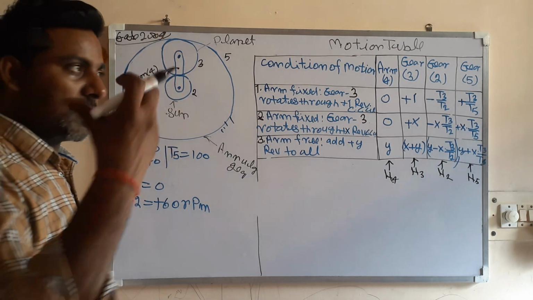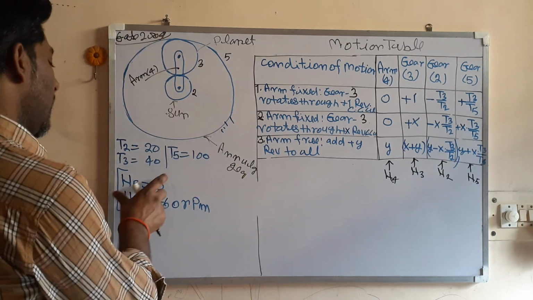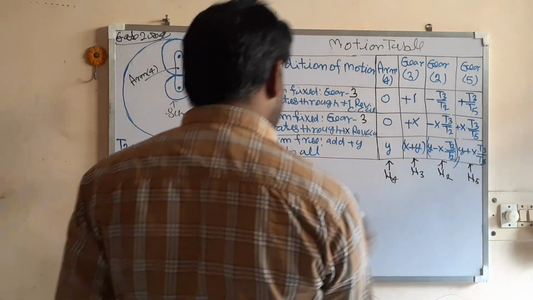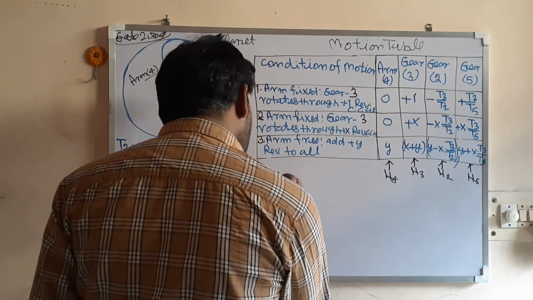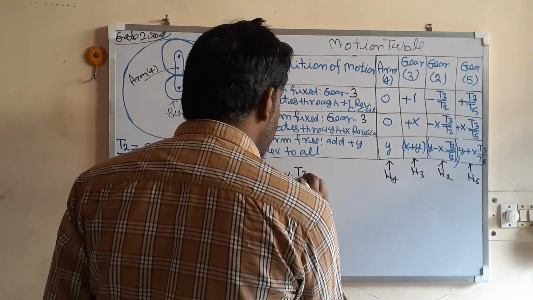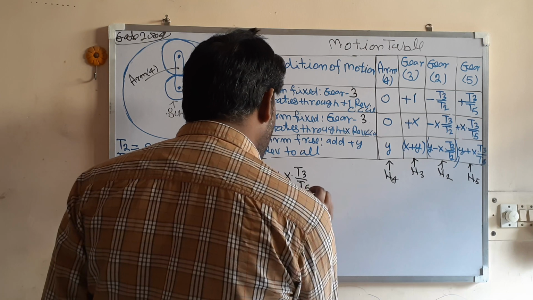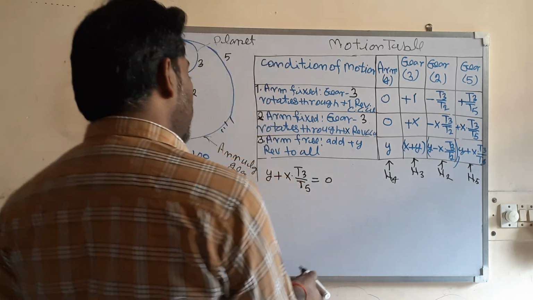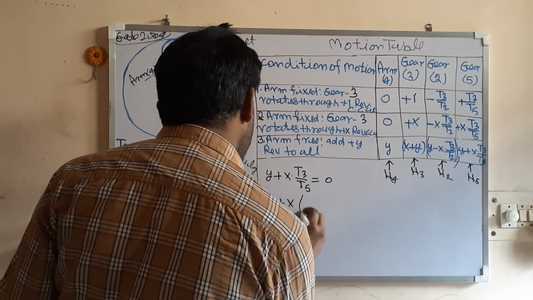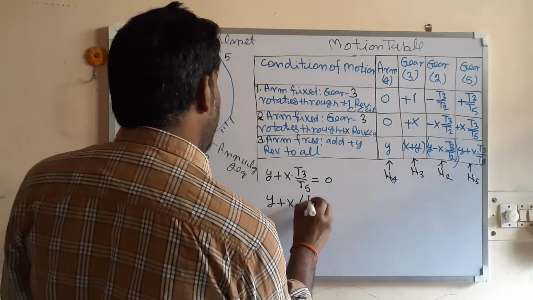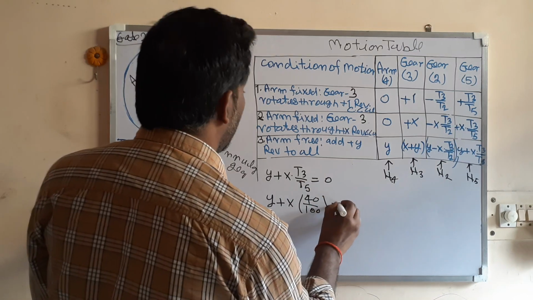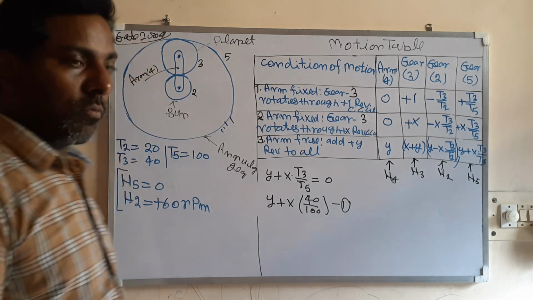Let us see the conditions of motion. Two conditions of motion are given. N5 is equal to 0. So N5 is y plus x into T3 divided by T5 is equal to 0. Let us put the number of teeth. So y plus x, T3 is 40, given in the problem, and T5 is 100. Say this is equation number 1.